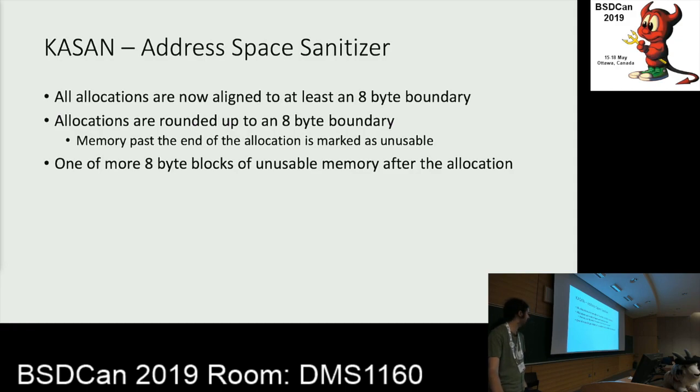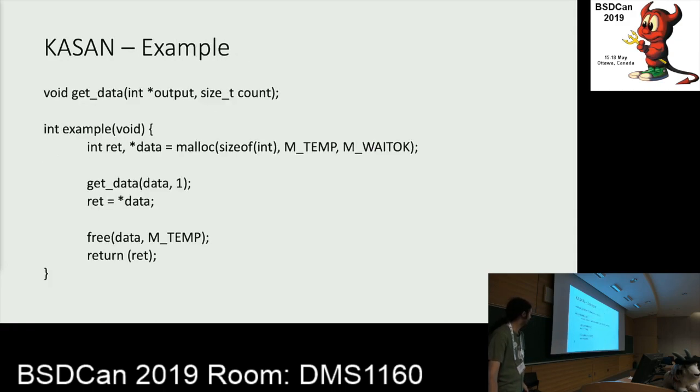It's also useful because if you do go right up to the end of your 8-byte boundary, you want to make sure there's at least another block that's invalid afterwards. Pointers to arrays are allowed to point to the end of the array, so you don't want them to accidentally dereference at the end of the array. So I've got a wee example.